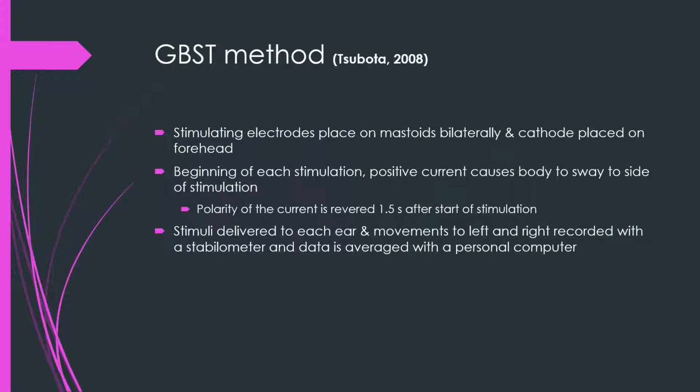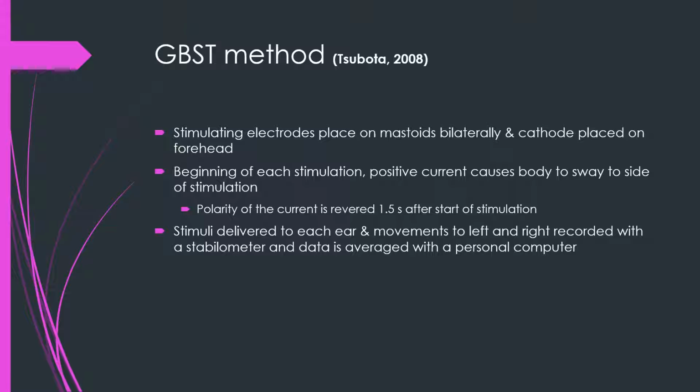The method behind this is you are stimulating electrodes placed on the mastoids bilaterally, and a cathode is placed on the forehead. At the beginning of each stimulation, positive current causes the body to sway to the side of the stimulation. So stimuli are delivered to each ear, and movements to the left and the right are recorded using a personal computer.